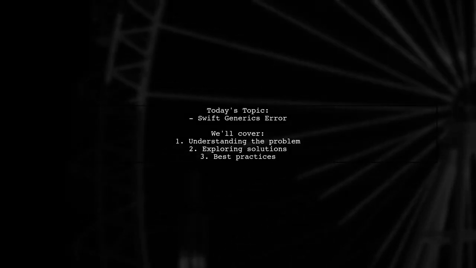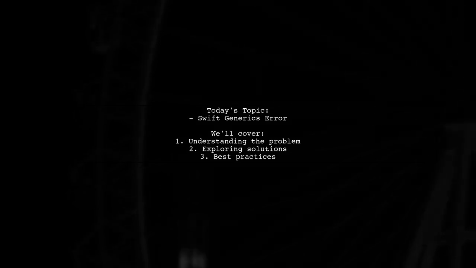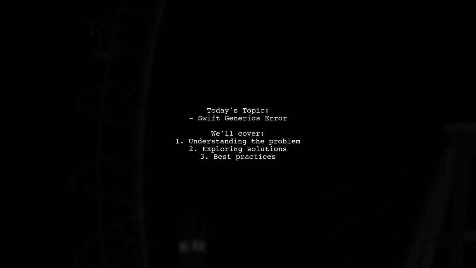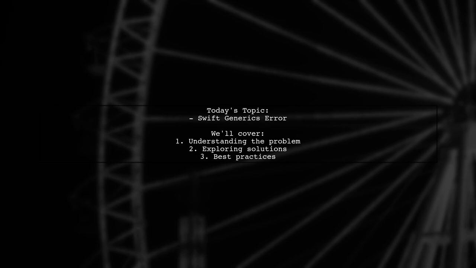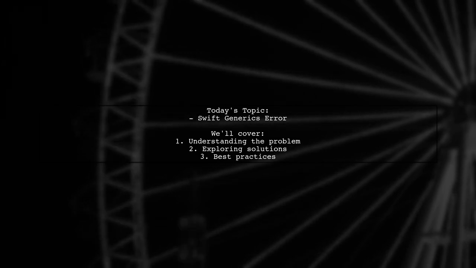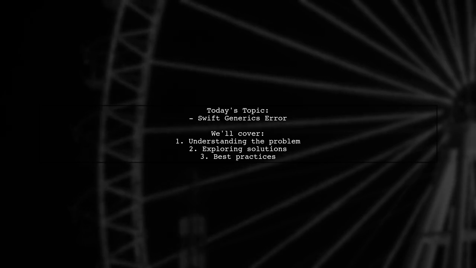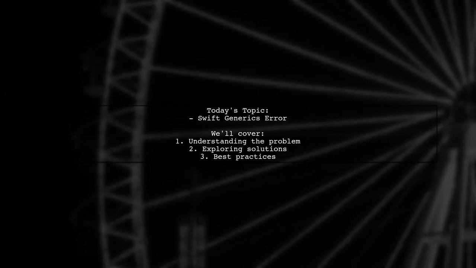Today, we're diving into a common challenge faced by many developers. Our viewer asks, why can't I call completion with the result of type Result? I'm getting an error that says, cannot convert value of type Result to expected argument type Result<_>. Let's break this down together.